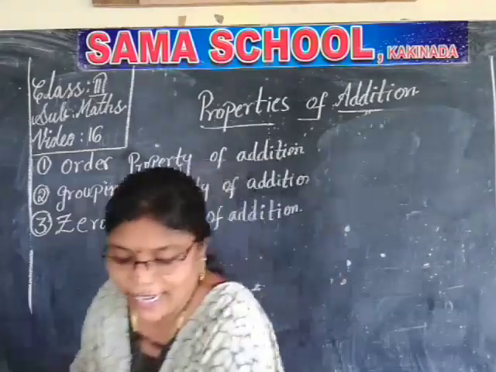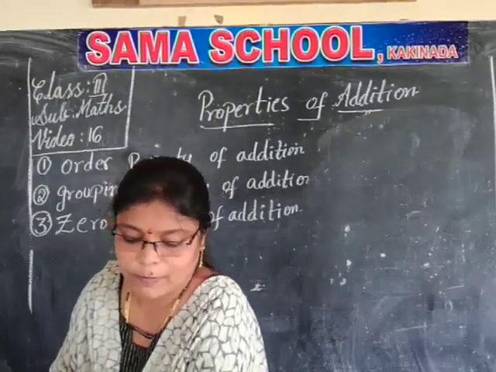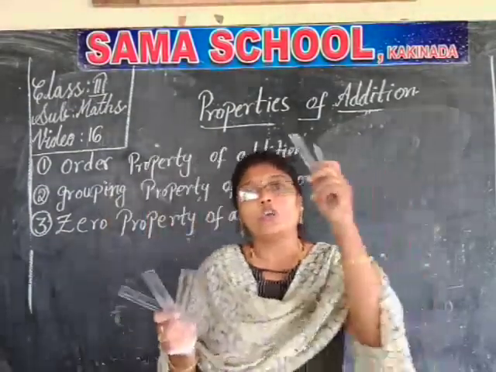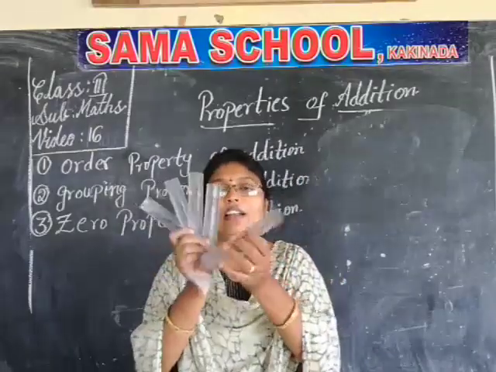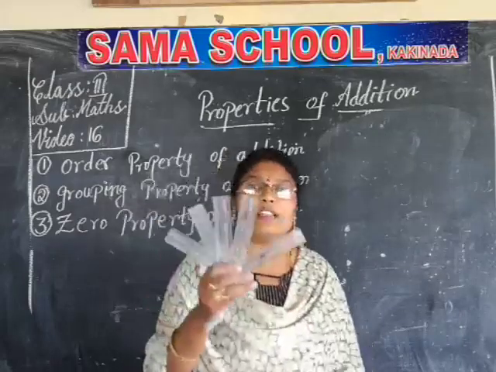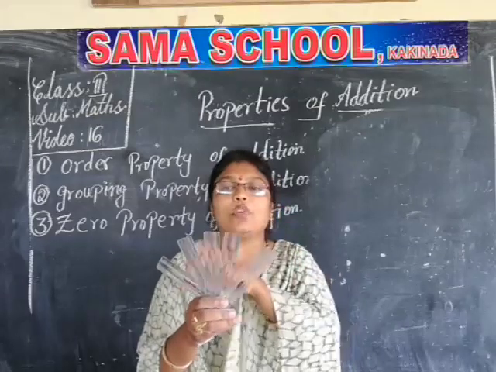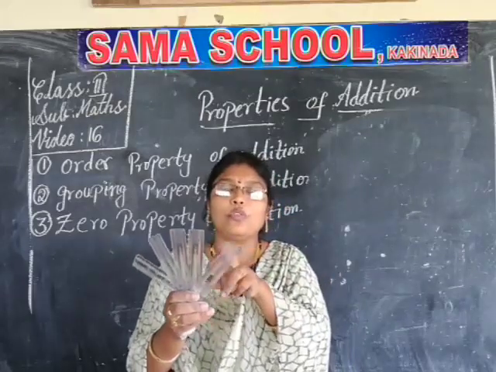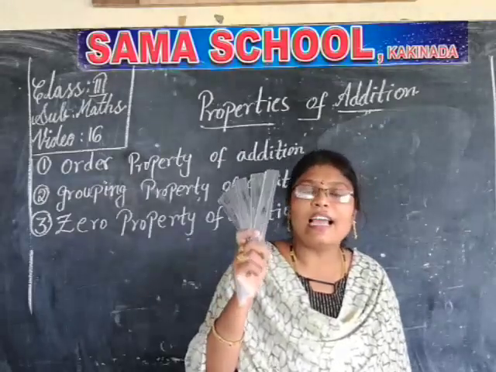And I added 2 more scales. 1 and 2. I have added 2 more scales to the 3. Then what is the answer? 3 plus 2, 4, 5. So now I have 5 scales.